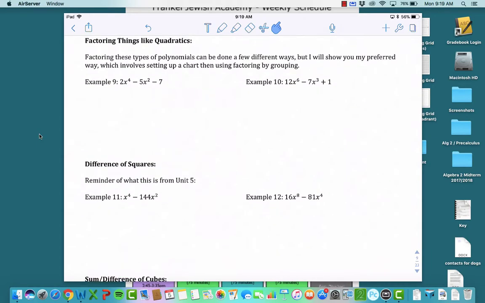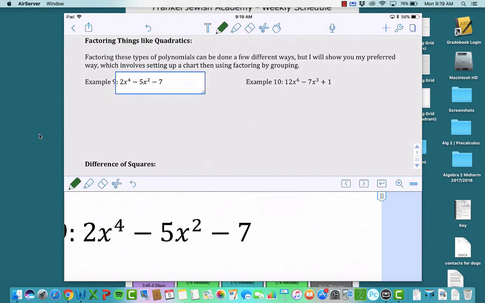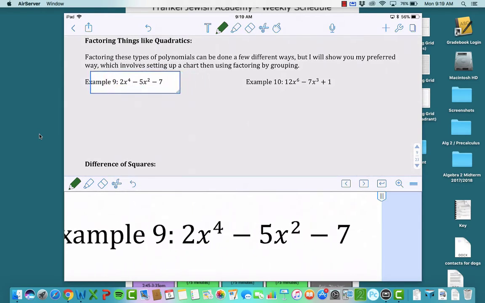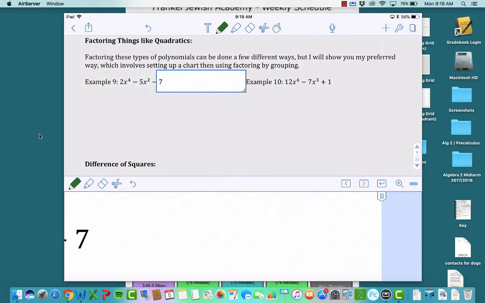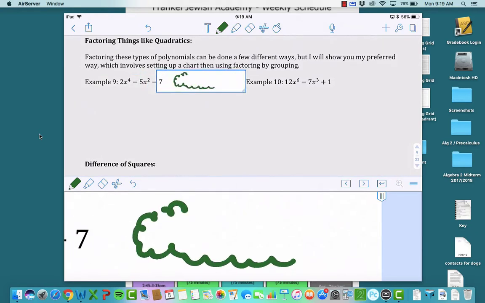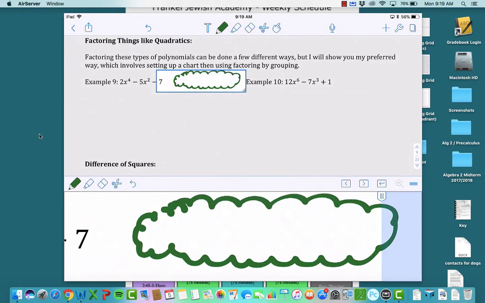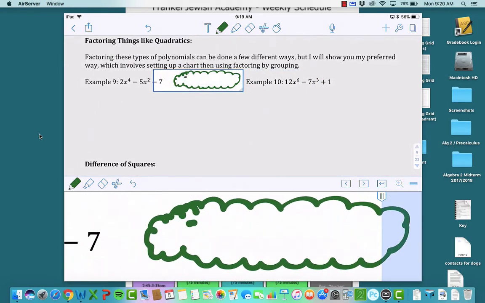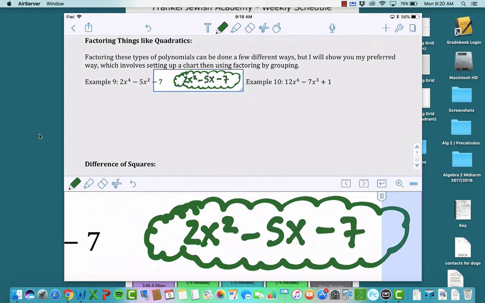Now, we're going to move on to factoring things that look like quadratics. Factoring things that look like quadratics, but they're not exactly quadratics. So if you notice, this is an x to the 4th, not an x squared. For those of you who still don't know what I mean when I say quadratic, it means x squared. But it kind of eerily looks like 2x squared minus 5x minus 7. It looks like kind of the same form.